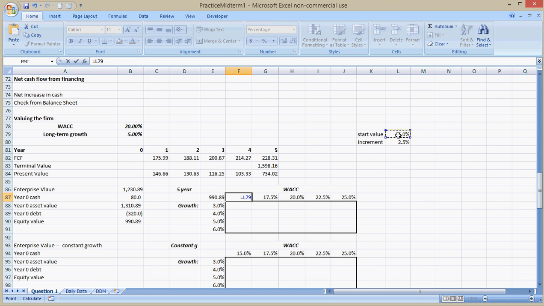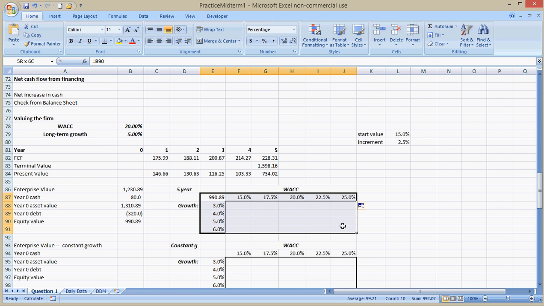So this is going to be my start value, and then my increment, oops, what am I doing? This should be equal to that plus my increment and F4, and now I copy across. I want you to notice one important thing. These numbers over here have absolutely no connection to any other number anywhere on the spreadsheet. That's important.